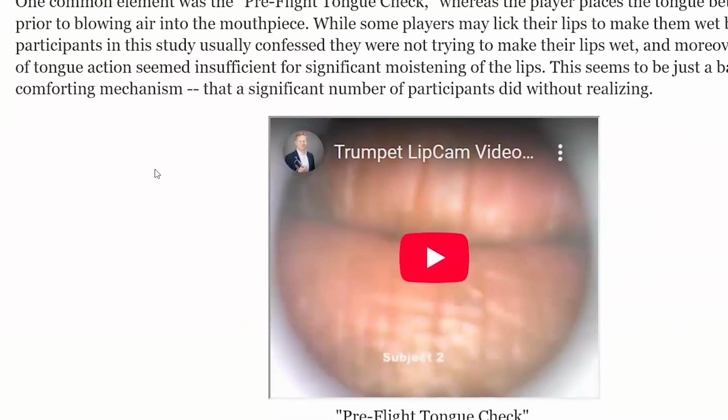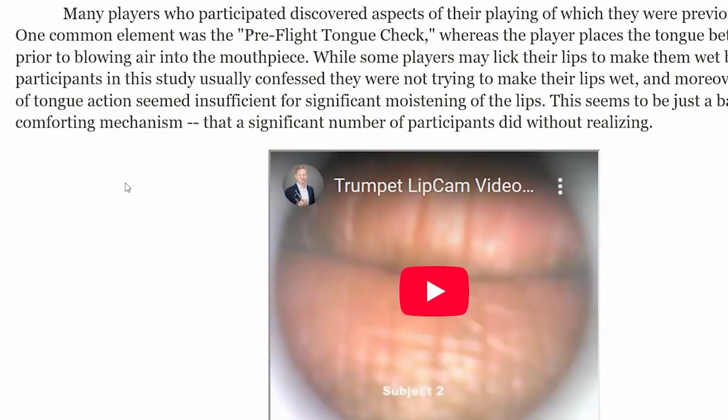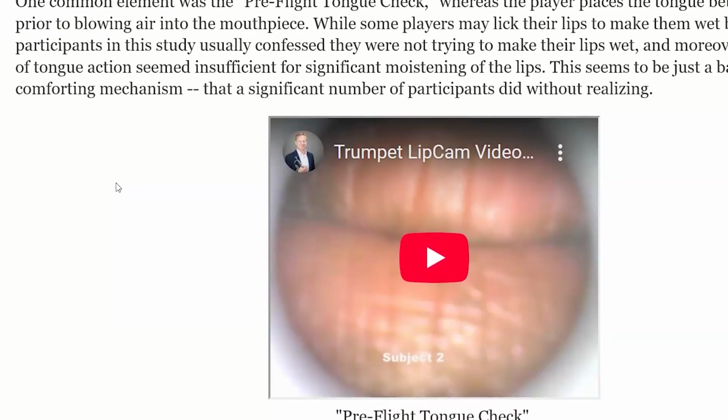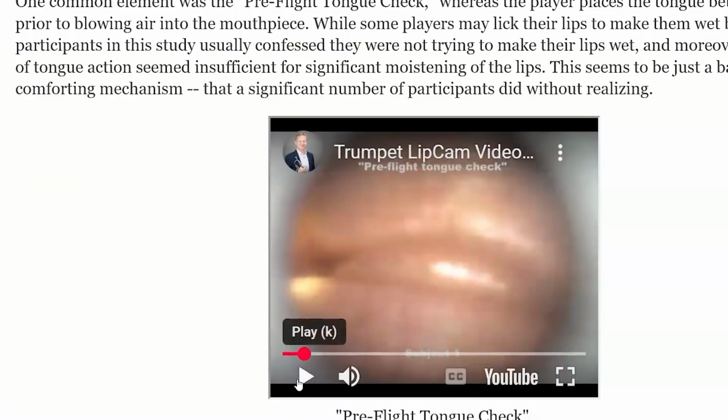We are sometimes seeing the result of some other things that are happening. One thing that's really common, it's so funny to watch the expression on students' faces when they see something they didn't realize they were doing. My teacher, Keith Johnson, used to always say we have pre-flight checks. What are the things we do before we play? And one common thing that people will do is take their tongue and stick it between their lips into the mouthpiece before they play. And often players have no idea they're doing this. See the tongue right there?